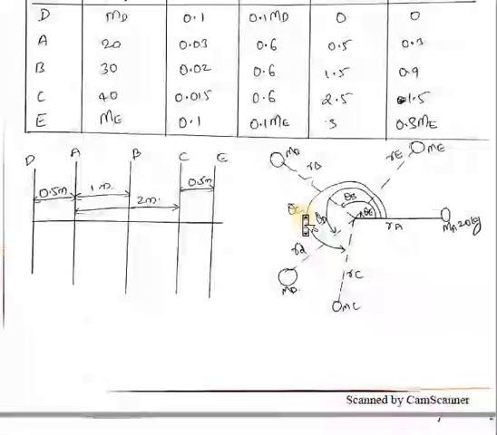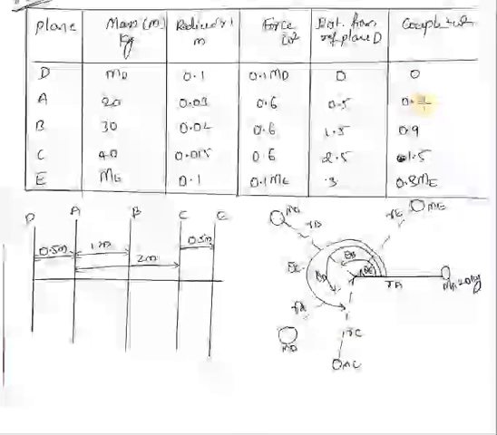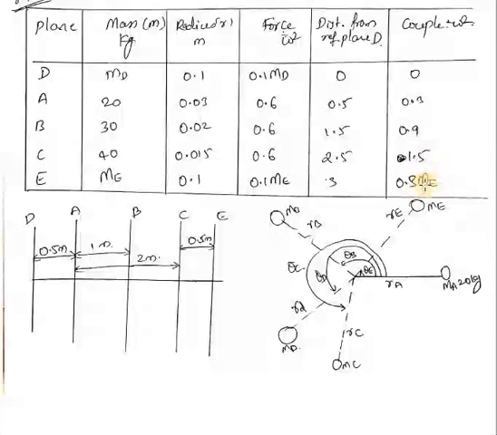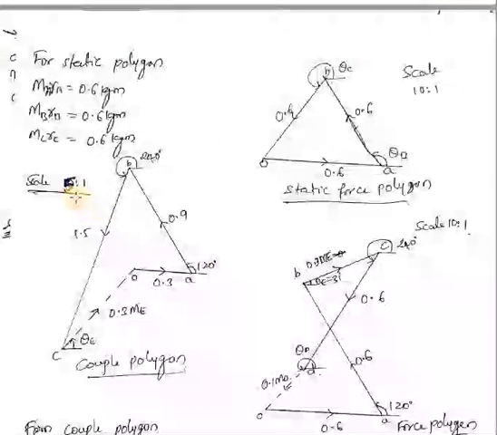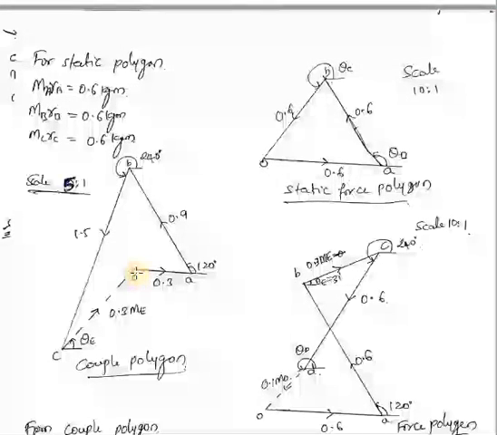Once you get these two angles, then go for the couple polygon construction. For couple polygon construction, first it is O, and here the only unknown is going to be the last one, which is 0.3 ME. Okay. For that, I have taken the scale as 5:1. So first draw a line from O to A, length is 0.3 in magnitude.